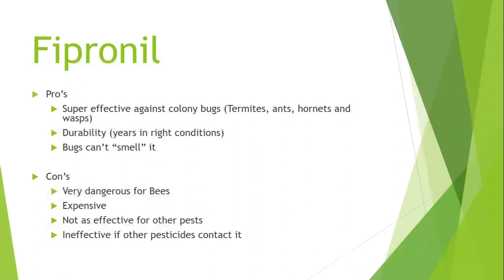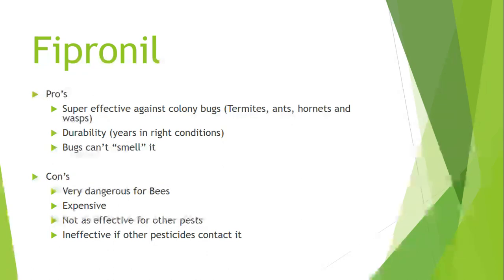Fipronil. Fipronil is a super effective pesticide against colony bugs, like termites, ants, hornets, and wasps. Now, the reason it's so effective is because it was specifically designed for colony bugs. And just as it says on that third bullet point, bugs can't really smell it.